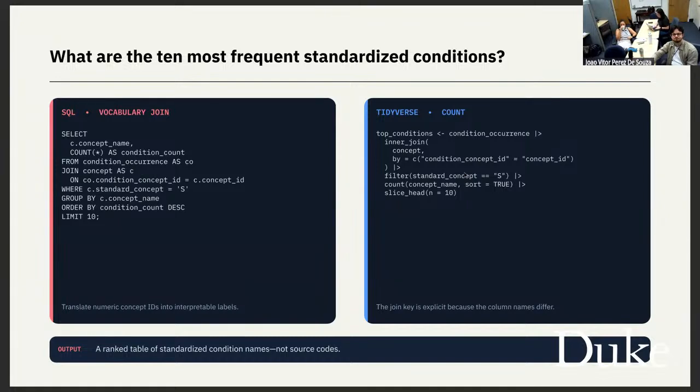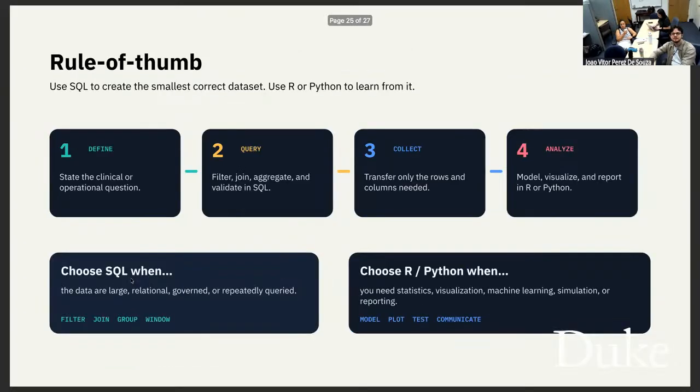I don't think I need to show this, but I'm going to share the slides. If you want to look at the codes and see how you count, you do the same as you do in R, but that's fine. And then getting to the final thought here: use SQL to create the smallest correct database, the data set that you want to use, and then you use Python or R to study, to do graphs, tables, models, etc. The same process: you define, you query, you collect, and then you analyze.